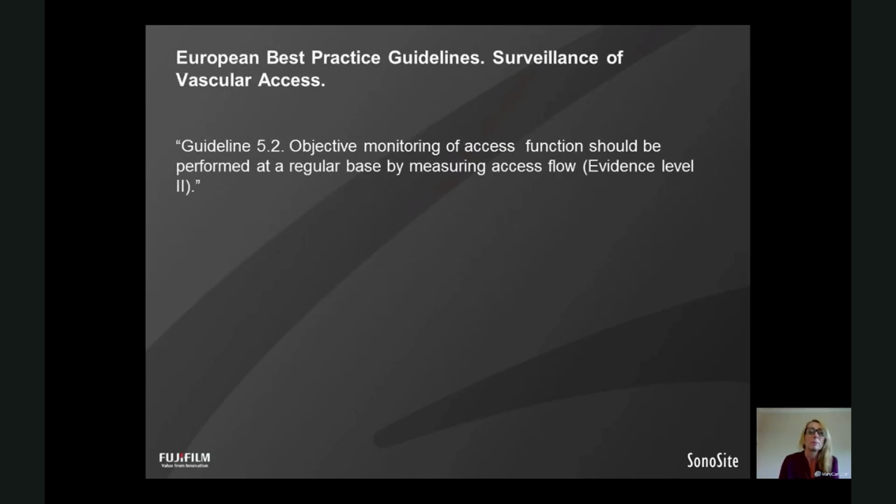And the European Best Practice Guidelines, under their guideline of surveillance of vascular access, say objective monitoring of access function should be performed at a regular base by measuring access flow. And again, volume flow and access flow are all interchangeable.